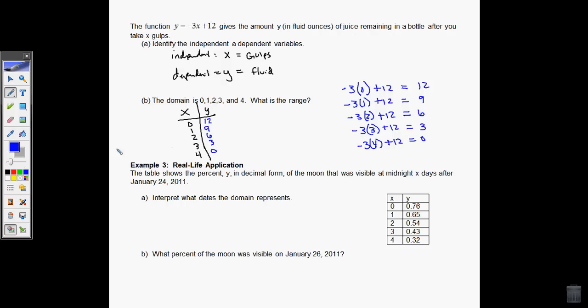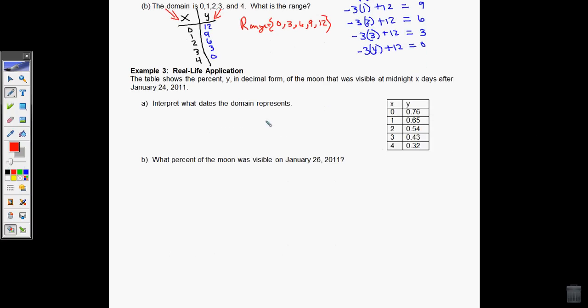So now my last question is, what is the range? Well, I said before that I was inputting the domain in for the x's, so all of my domain was down here, 0, 1, 2, 3, and 4. Then my range is all the y's. So my range is the set of all y values, in curly braces, which consists of 0, 3, 6, 9, 12. Beautiful.